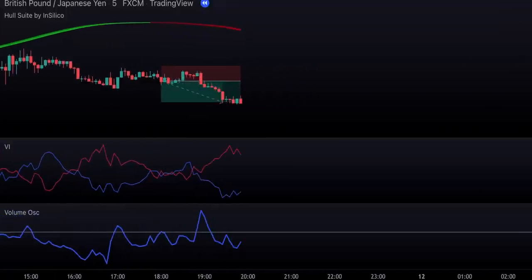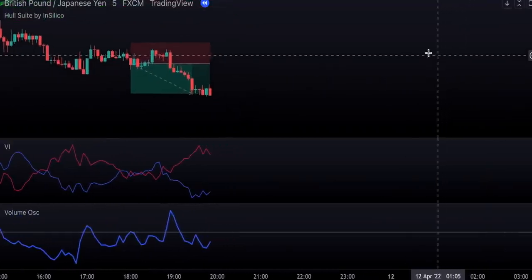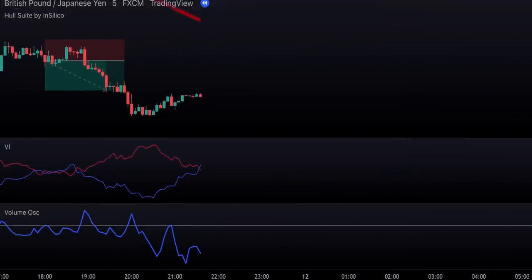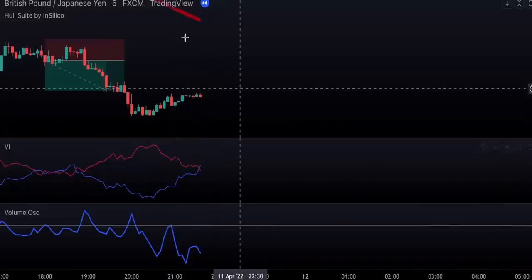Okay, so we see our first trade turned out to be profitable. Now let's move on and find some more signals. Okay, so if we have any bullish signals issued by our Vortex indicator, we're just going to ignore them because the overall trend is bearish.